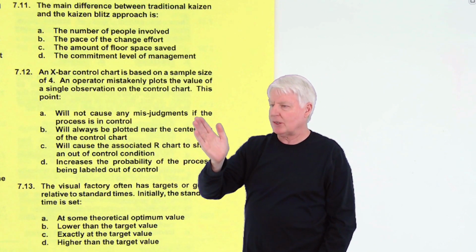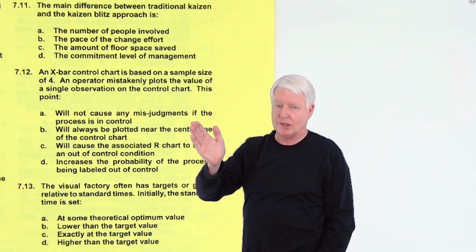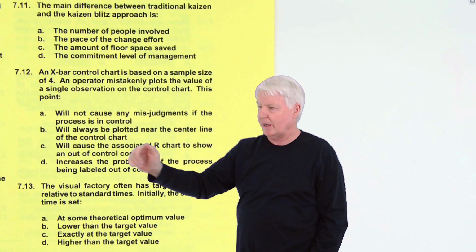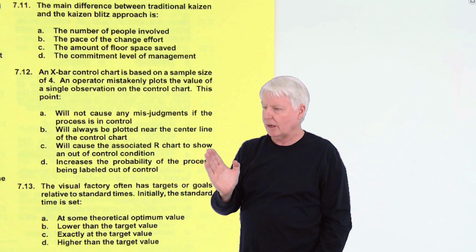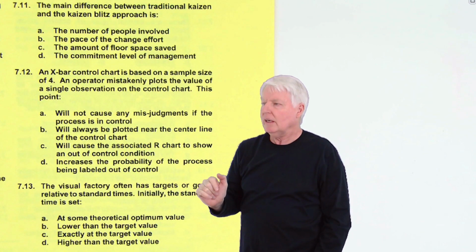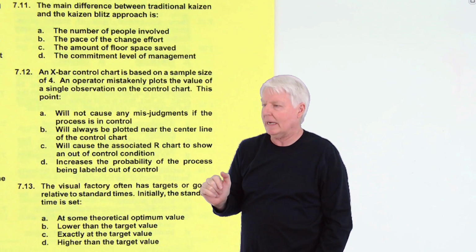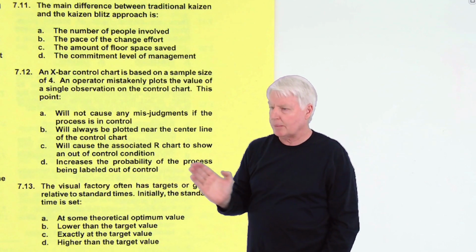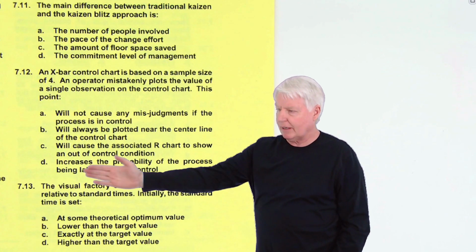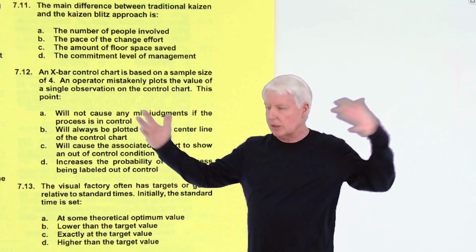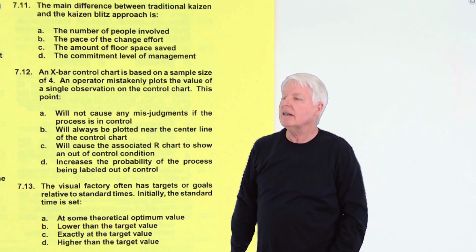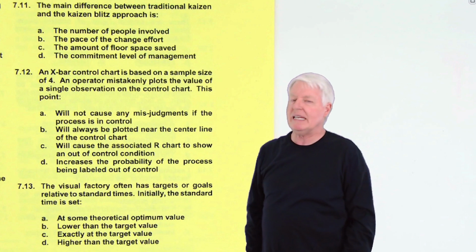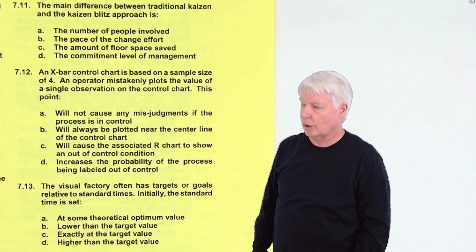Will not cause any misjudgments. It most certainly will, because you just made the distribution much wider. Will always be plotted near the center? No. Will cause the associated R chart to show out of control condition? No. First of all, how are you going to get a range from a single point? That's a problem. Increases the probability of the process being labeled out of control? Yes, that's what it would do, because it increases the width of the curve compared to the sample size of 4. So D is definitely the correct answer for question 12.